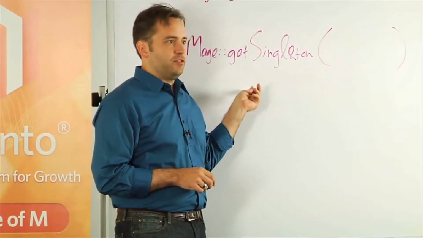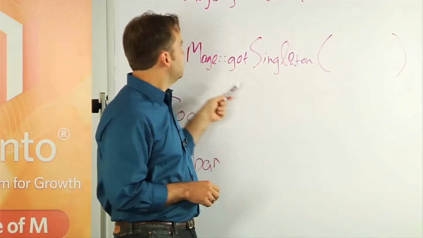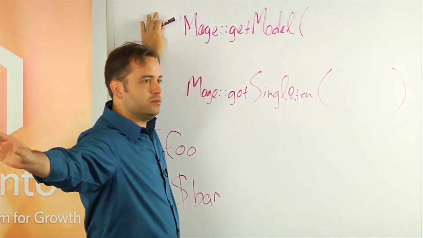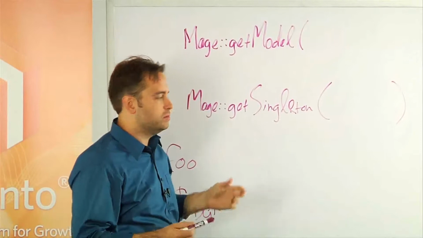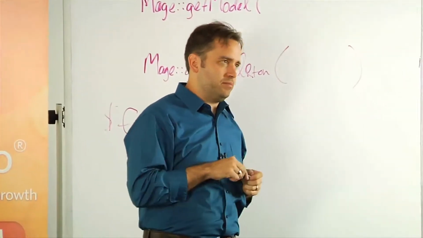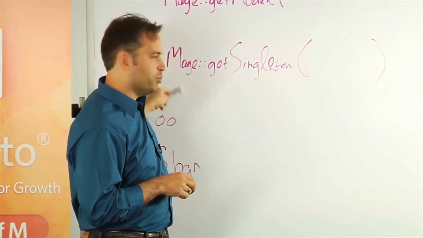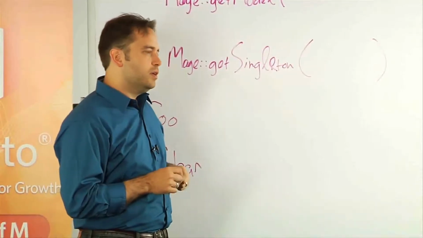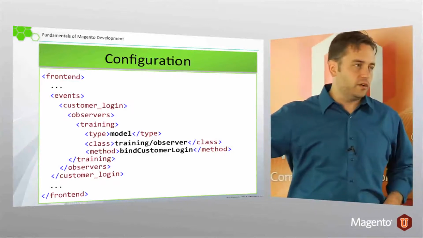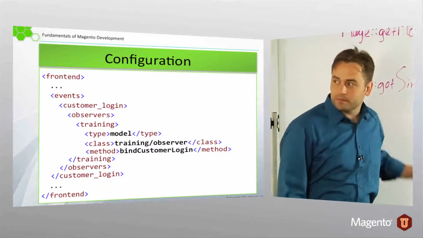Magento's implementation is different though, because while I do this and I can get the same catalog product instance, I can also call Mage get model catalog product and get a completely new catalog product model. Just one of those things. If you're used to singletons in almost any other framework language, then this is a little bit different. Just one of those little gotchas. So anyway, we have two options for instantiating here: model or singleton, which will map out to Mage get model or Mage get singleton.